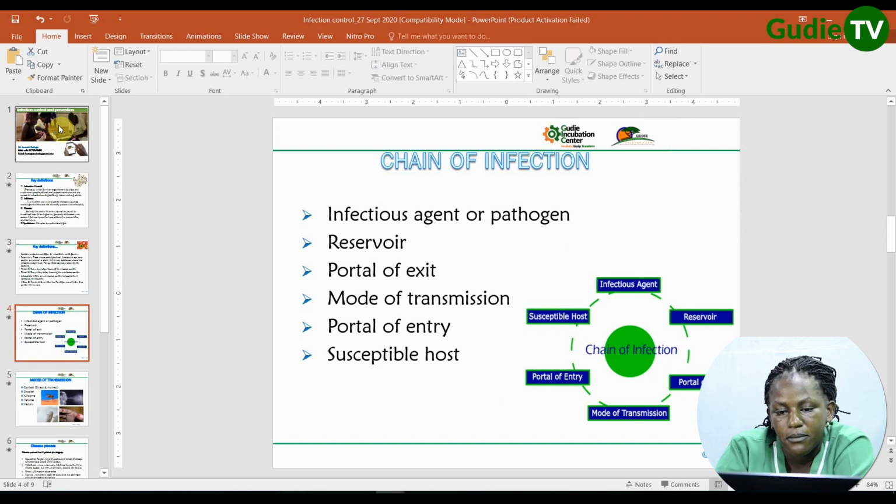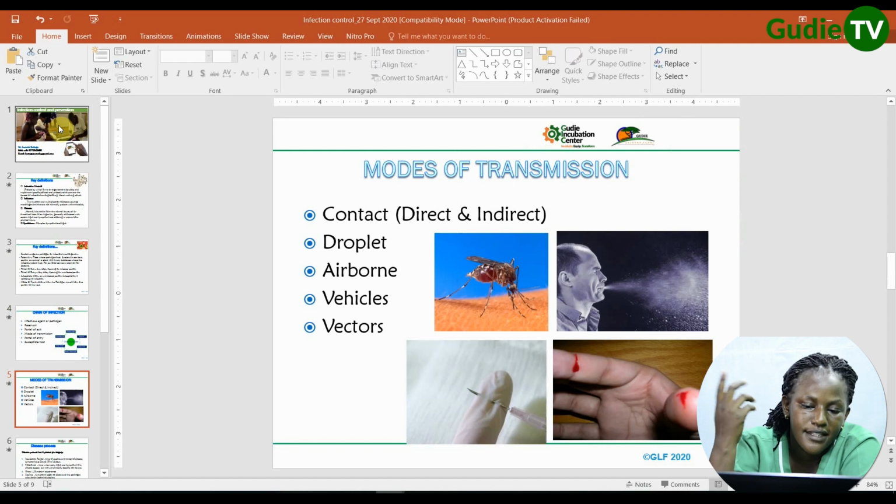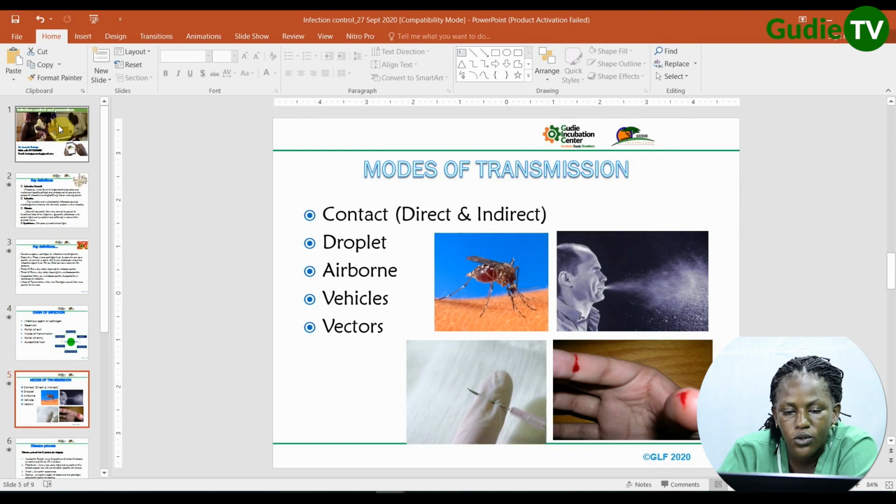So we have talked about them: the agent, the reservoir, the port of exit, the mode of transmission, port of entry, and susceptible host. So we are going to look at the modes of disease transmission, how we contract diseases. There are several, but for now we are going to talk about contact, which could be direct or indirect. There is droplet, there is airborne, those conditions that move through air like TB. There are common vehicles and vectors like mosquitoes, lice, and all the others.